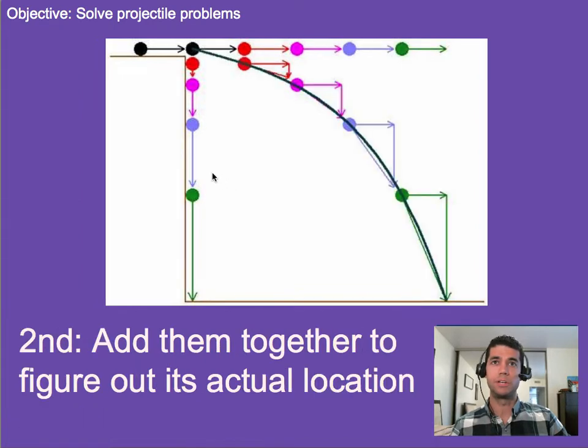In the end, what we can do is just add those together. So in this case, if it's gone this far sideways and this far down in 1 second, you add them together and you get that its new location is right there. And we can do the same for after 2 seconds, 3, and 4 in this case.